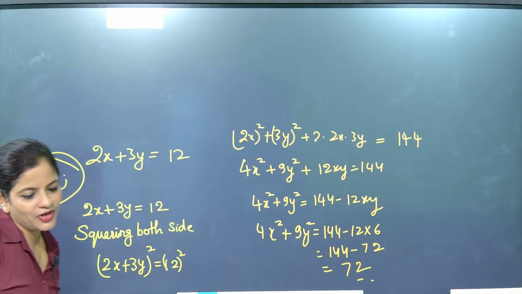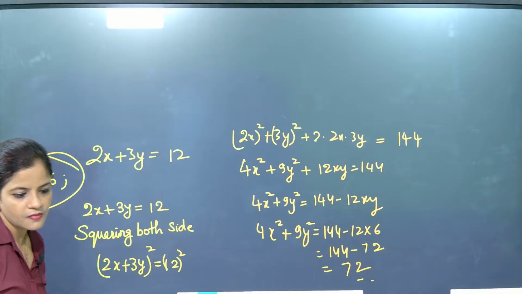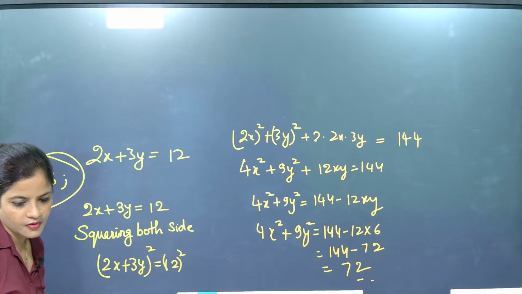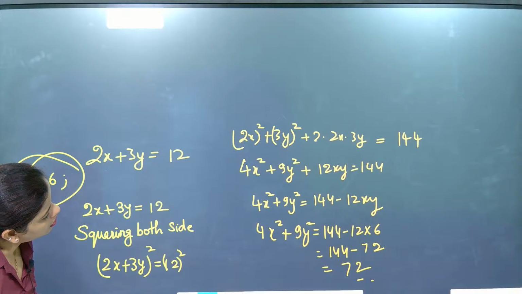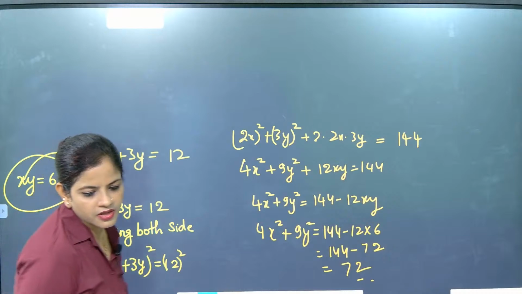Just after this, give me a 5 minute break, and I'll start the class. Okay? Ready? Done, beta? Not done. 432, how? 12 square is 144. Super, beta. Manpreet, no? So it is coming as 144 minus 12 into 6, 72. Yes. So that's it for today, beta.